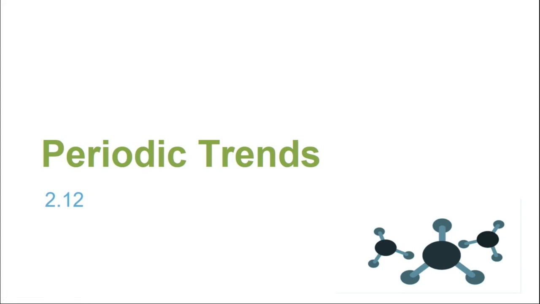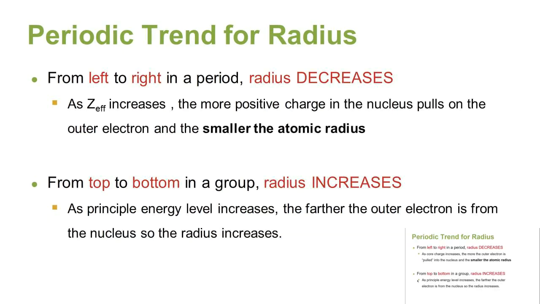Now let's talk about some periodic trends. Okay, so let's talk about the radius. So remember, the radius is the distance that the outermost electron, or the valence electrons, are from the center. That's really what we determine would be the radius of an atom. And from left to right in a period, the radius decreases.